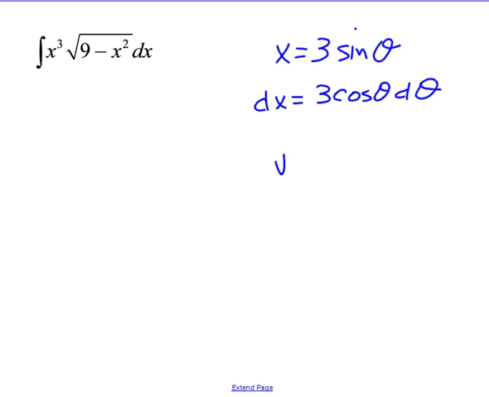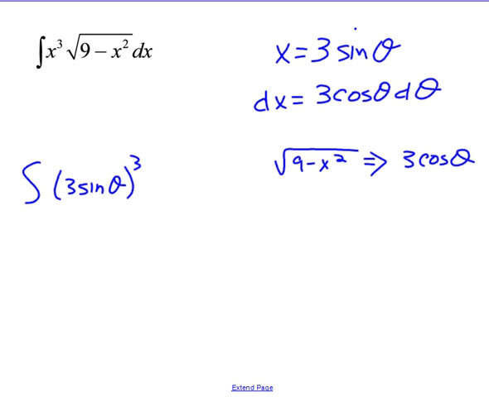And I know that 9 minus x squared is going to become, it's not the same as, but it's going to become 3 cosine theta as well, based on my substitution. You can do the substitution, but hopefully the more you do it, the more you'll remember how to do it. So we're going to do our substituting now. X is 3 sine of theta. I'm going to cube that, and then I'm going to replace the root with 3 cosine of theta, and then I have to replace dx with another 3 cosine theta d theta.